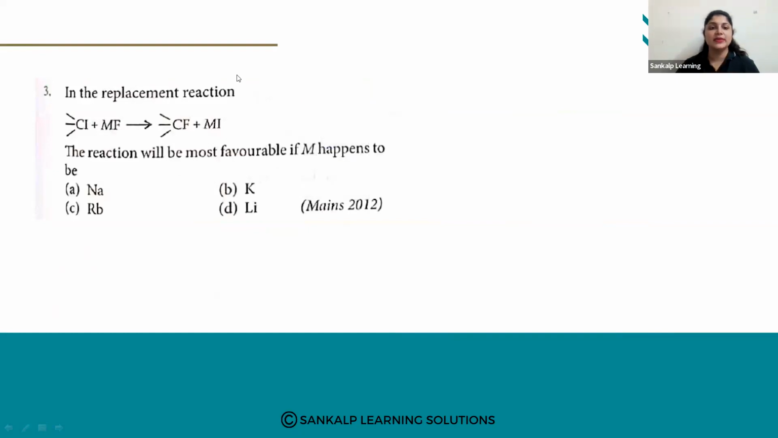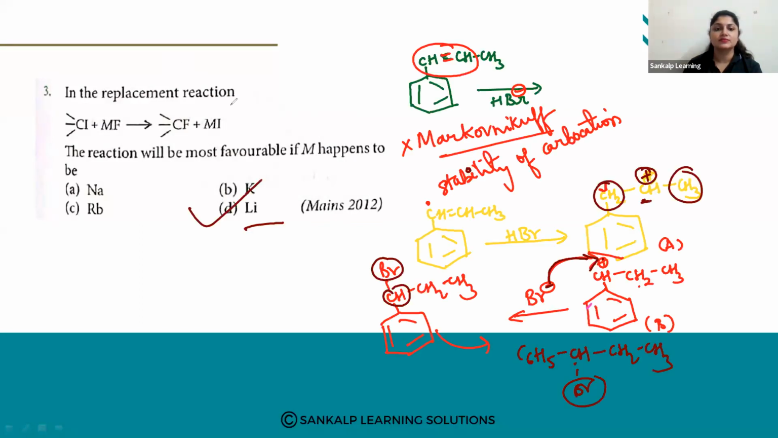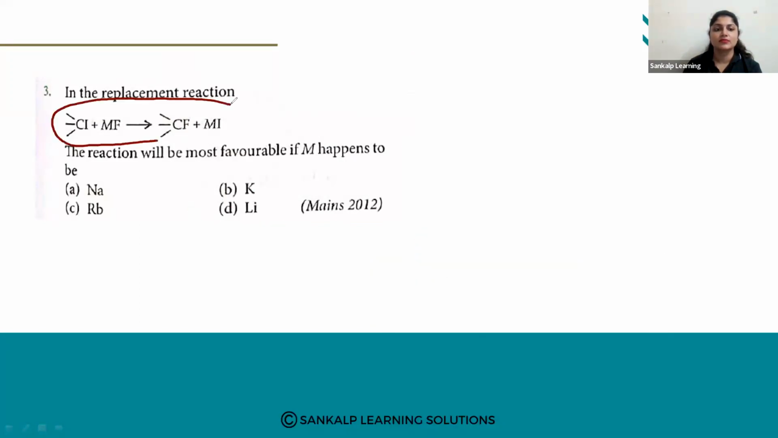So this is a replacement reaction. The replacement reaction is CI plus MF giving you CF plus MI. The reaction will be most favorable if M happens to be. Can you tell what type of reaction this is? What can you see here?